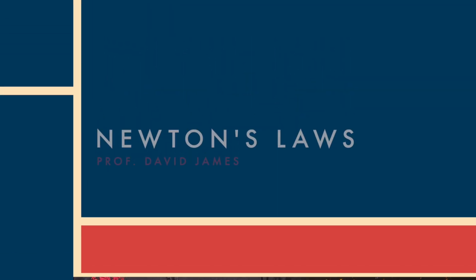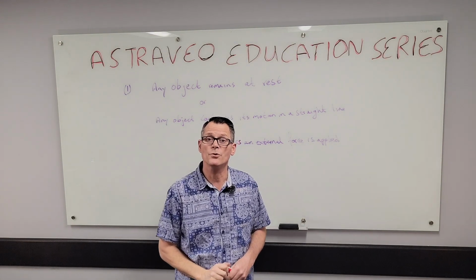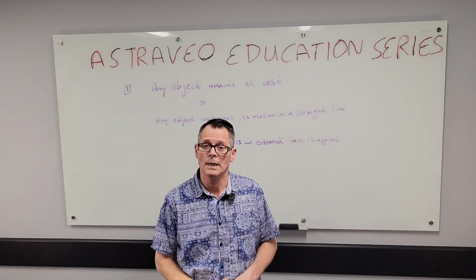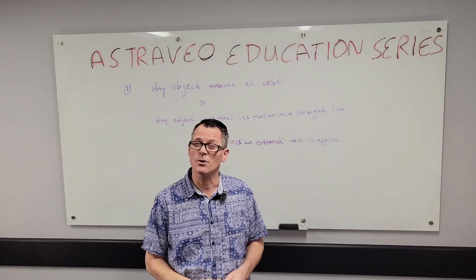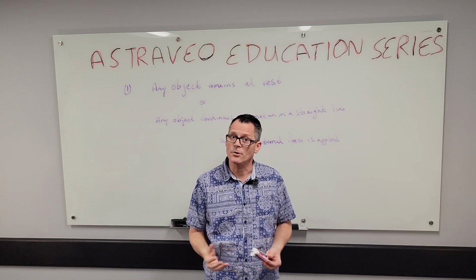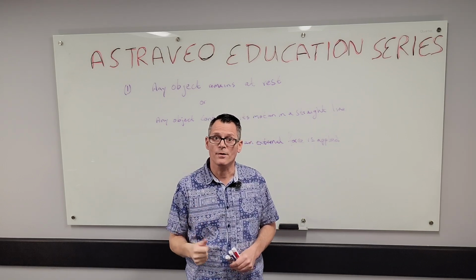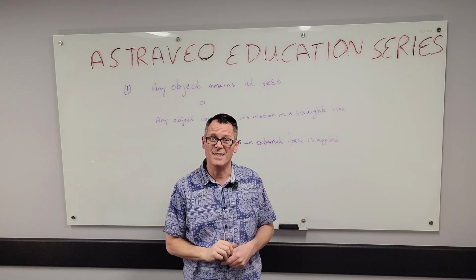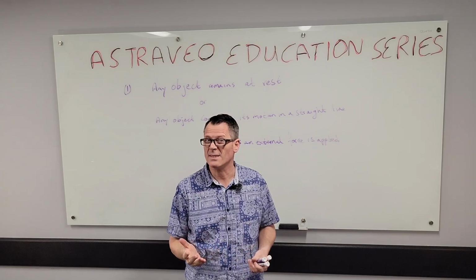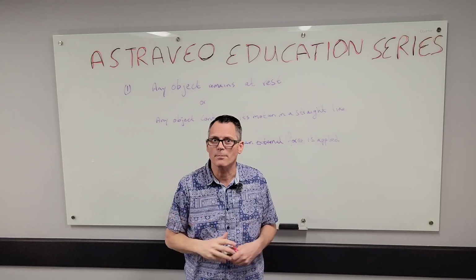Welcome to Astraveo's continuing education series, where this evening we will be talking about Newton's laws of motion. Now, these were derived by Sir Isaac Newton nearly 350 years ago in Great Britain. Sir Isaac Newton is a very famous character in history. He was a great philosopher, a great writer, a great scientist. He worked at the Royal Mint. He was the treasurer for the king, essentially, in terms of counting and printing money.